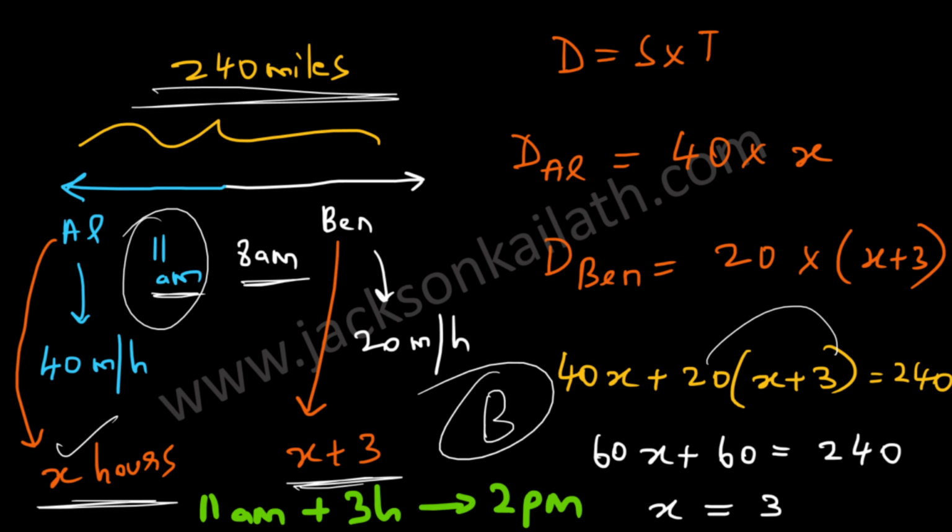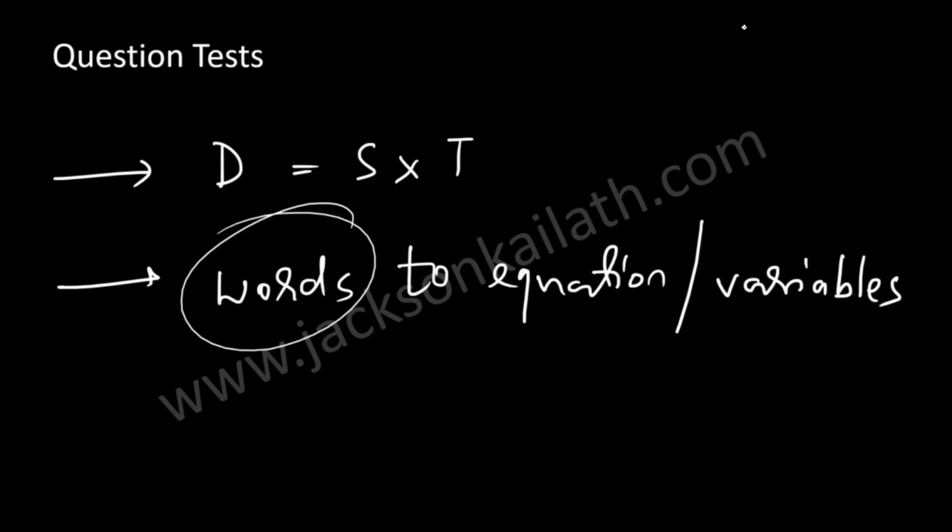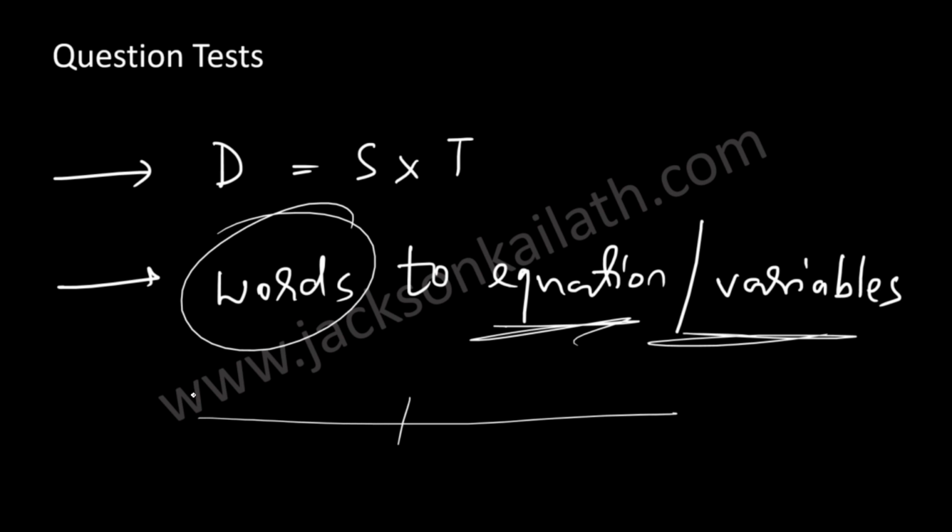Now let's look at what is being tested in this question. Over here, you should know that distance is speed into time, and then you should be able to read words and convert them to equations and variables and find what is asked in the question. You should have noticed that the total distance is the distance covered by Al plus the distance covered by Ben. And again, you should notice that if Al traveled for x hours, Ben traveled for x plus 3 hours.